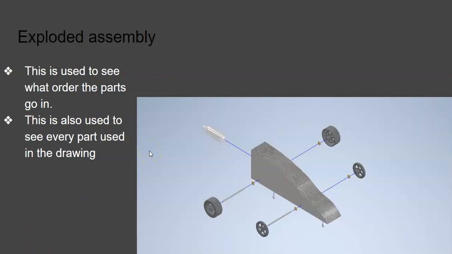We then had to show the exploded assembly. This is used to see what order the parts go in. The tires are the farthest, and then it is the axles, and then it is the washers. It's very hard to see, but there is a straw on the right side on the front and back. We had to create that to be the length of the body to fill the whole space.